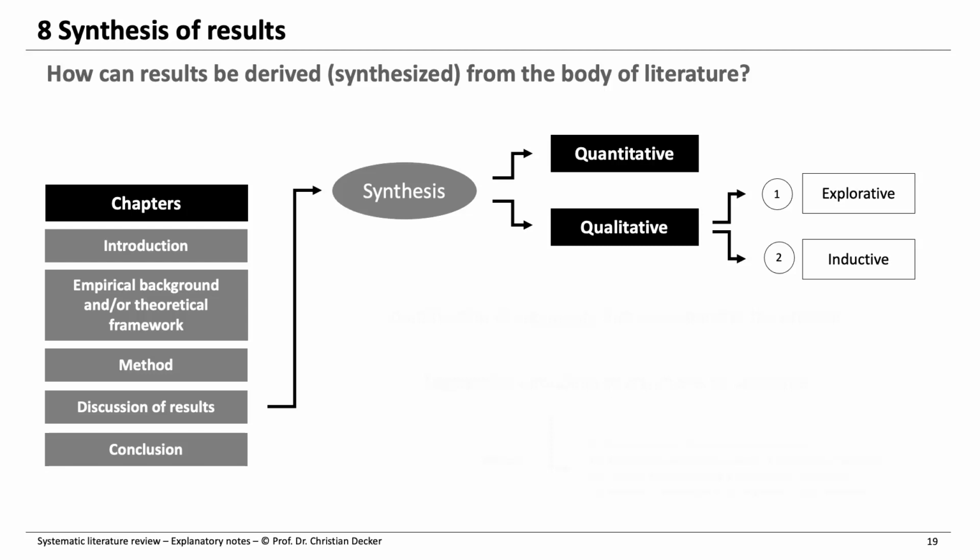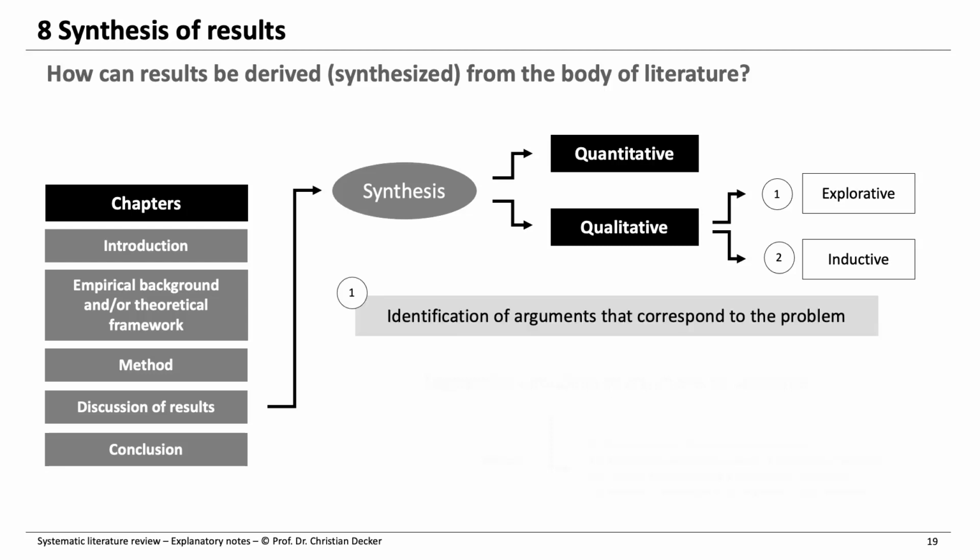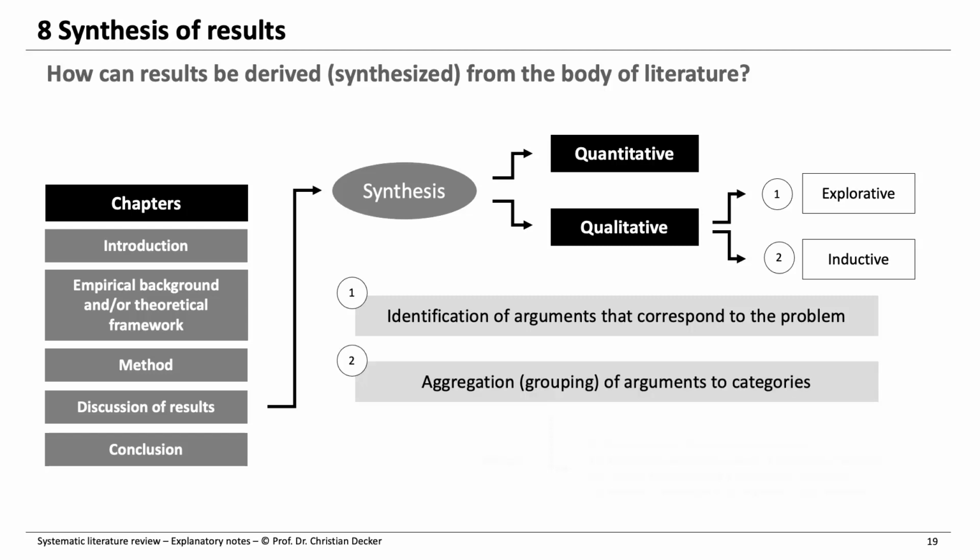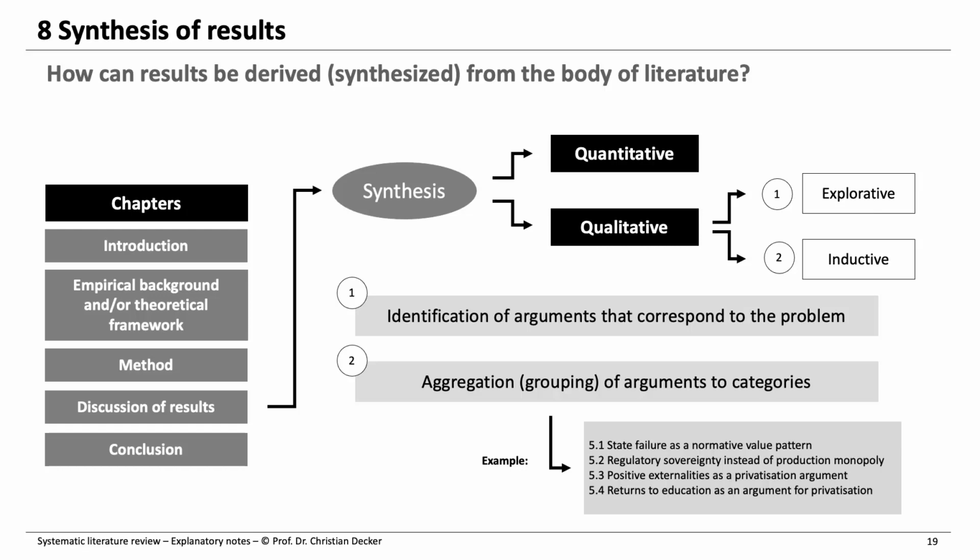Explorative approach implies the identification of one or more arguments made by one or more authors that correspond to the problem. Inductive reasoning means arguments are aggregated or grouped to categories that represent the conclusion of the systematic literature review. The result of this process can then be documented for each individual topic and corresponding subchapters, as it is shown once again for the first example presented earlier.